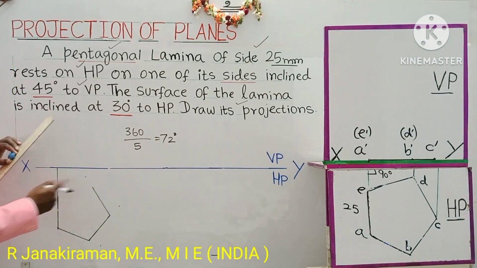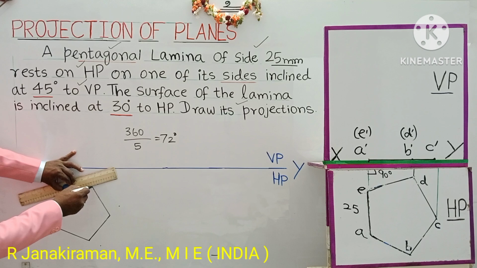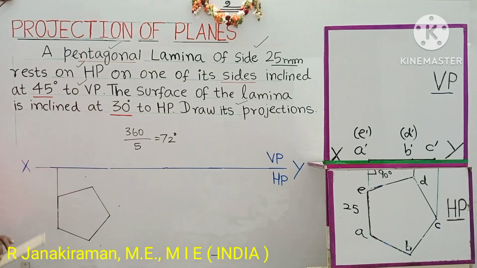Finally, you can join these end points so that you will get a pentagon of side 25 mm. This is the procedure using the protector. The same can also be done by using a template. You can draw a ready-made pentagon of size 25 mm available in the template.